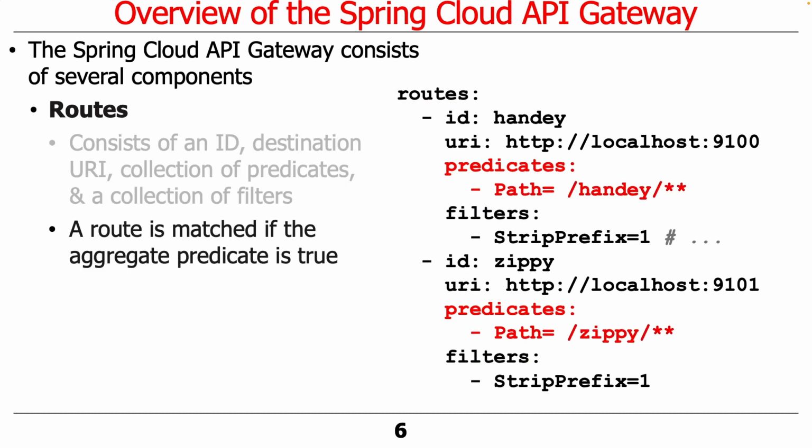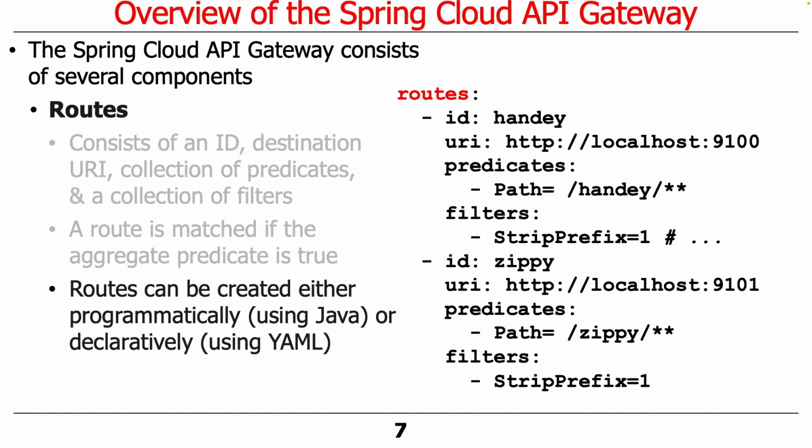A route is matched if the predicate is true. So let's say a request comes in that includes as part of it the handy route name, because it's going to the handy microservice. And this basically says, if there's a match, this is the thing that will match that. So it says, aha, this is for the handy part. And as we'll see, you can either create these programmatically using Java if you want to hurt yourself, or you can use declarative techniques using YAML, which is far easier to work with, which is good.